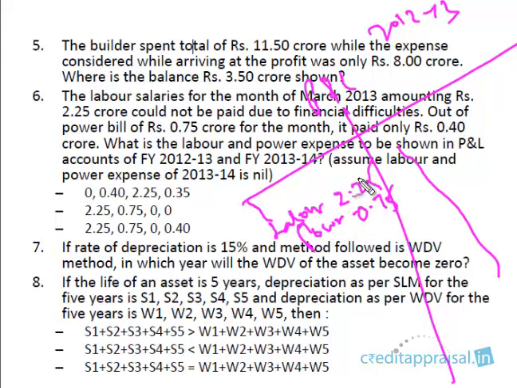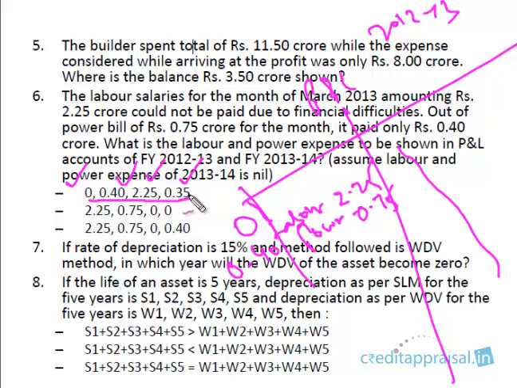So the first option is as per the layman. The layman will say you did not pay any salary, so treat it as 0. You paid only 0.4, so show 0.4, so 0, 0.4, right? And in the next year, financial 13-14, when you actually pay, show the 2.25 labor charges and the balance 0.35 payment to the power company. So this is as per the layman.